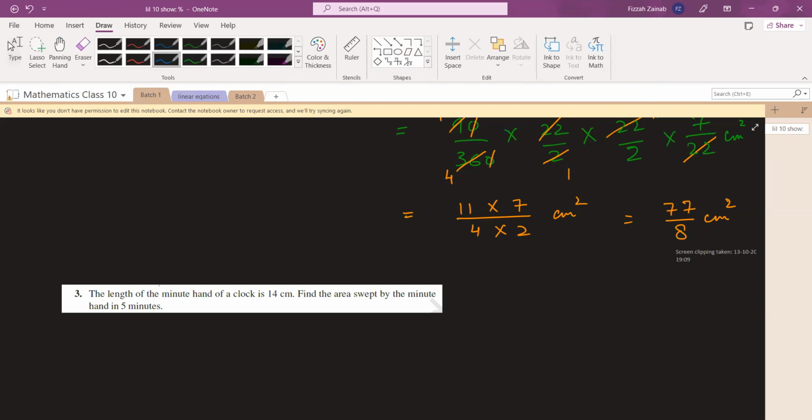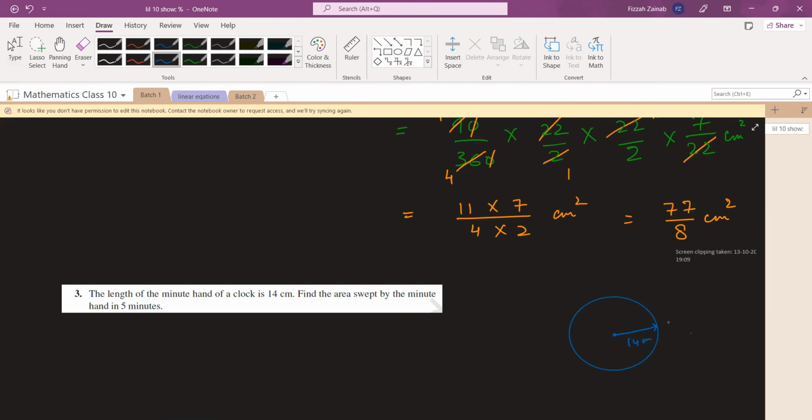Now see here. The length of the minute hand of a clock is 14 centimeter, right? So you all know how a clock looks. It's a clock. I'm not drawing the hour. Let's say this is your minute hand. So this length is given, which is 14 centimeters. So basically the radius is given here. Understand? Okay. Find the area swept by the minute hand in 5 minutes.